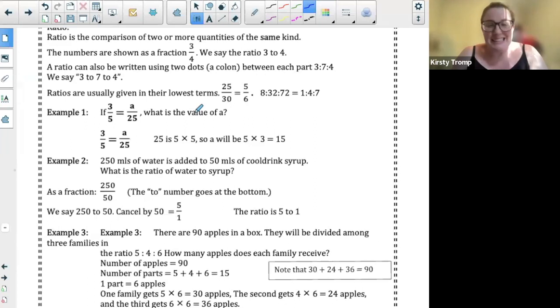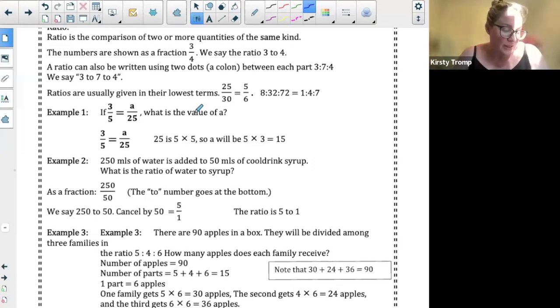So 3:4. Ratios are usually given in their lowest terms. So we always make sure that we simplify our ratios, in other words. So, for example, if we were given 3/5 is equal to A/25, they always want us to work out what the value of A is, guys. Okay? How can we work that out? Well, there's a few different ways to work that out, all right?